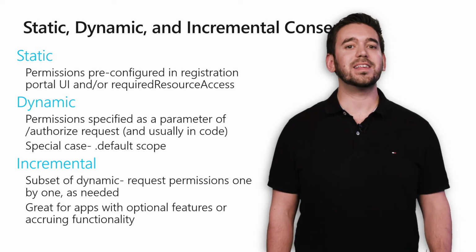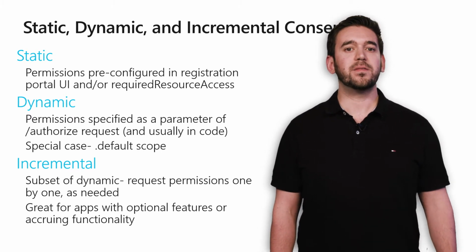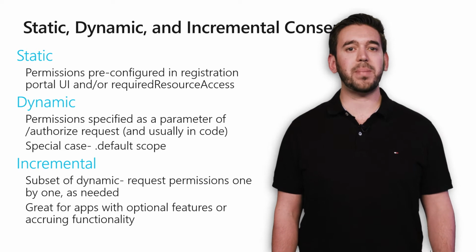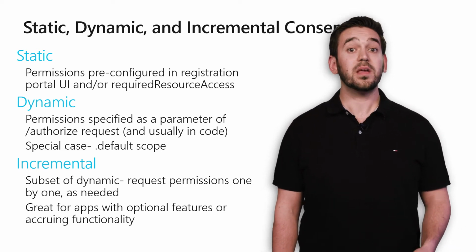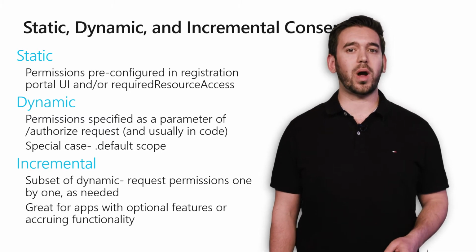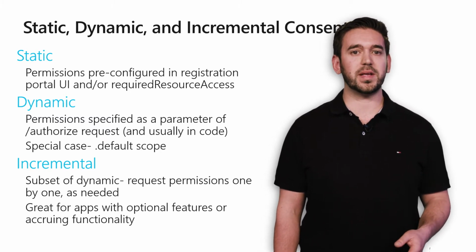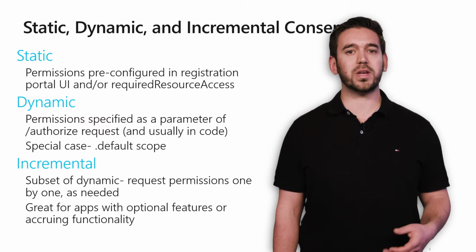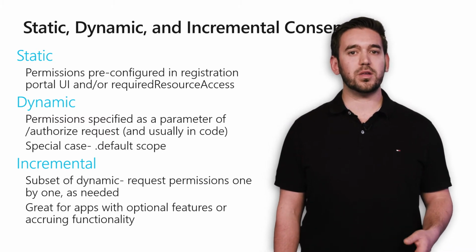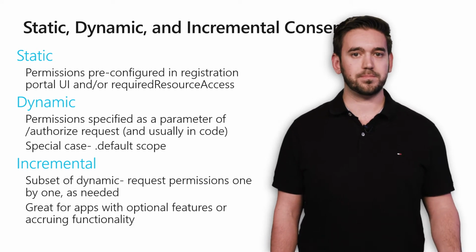Incremental consent is a subset of dynamic consent. This is where the application asks for some base set of permissions up front, and then it asks for more later as needed. This is really useful for apps that require a small handful of permissions for their basic level of functionality, and then need more later for optional features or capabilities that a user might not use right away or not use at all.